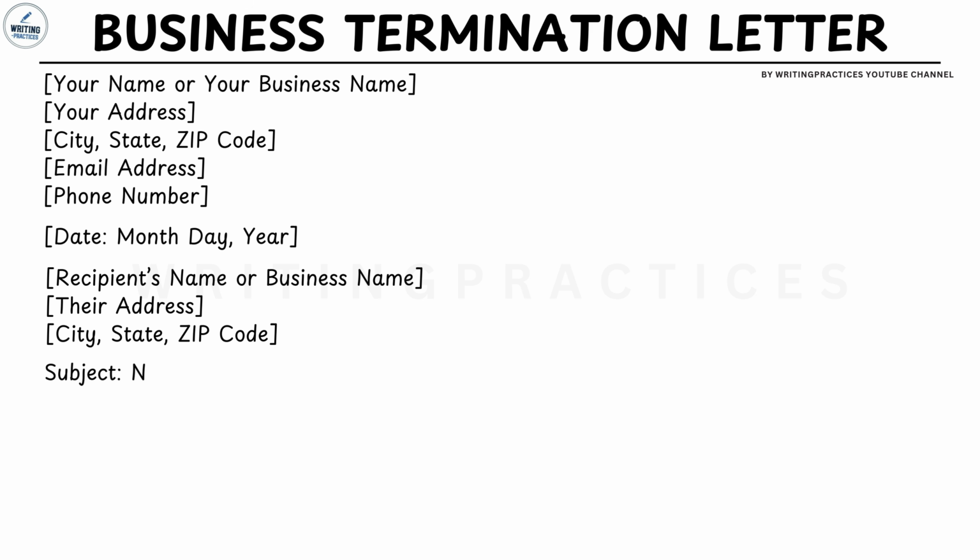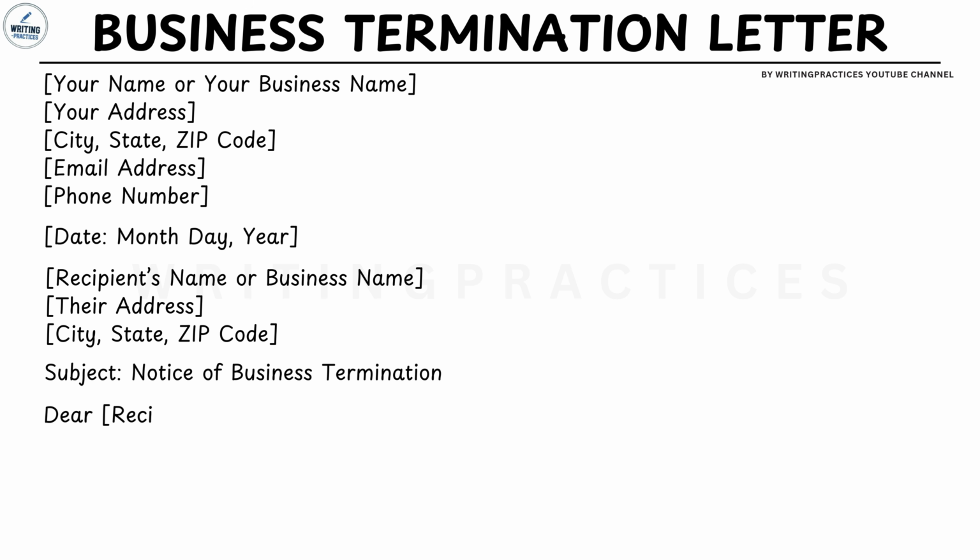Subject line. Now let's move on to the subject line. This section is brief, but incredibly important. In your subject line, you'll want to clearly indicate the purpose of your letter. For example, notice of business termination. Keeping it short and straightforward ensures that the recipient knows what to expect as soon as they see the letter. It's also a good practice to keep the subject line direct, because if the letter is being filed or kept for record keeping, it will be easy to identify. Plus, the subject line sets the tone for the rest of the letter.